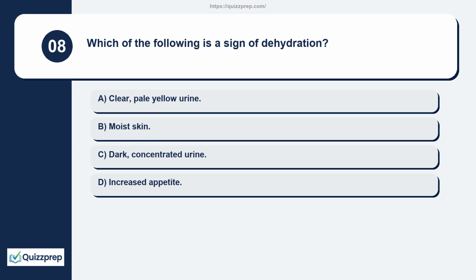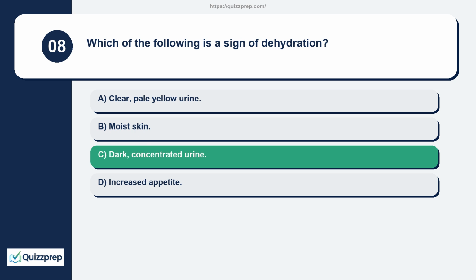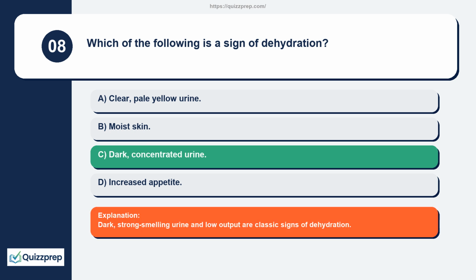Question 8. Which of the following is a sign of dehydration? Clear, pale yellow urine, moist skin, dark, concentrated urine, increased appetite. Dark, strong-smelling urine and low output are classic signs of dehydration.